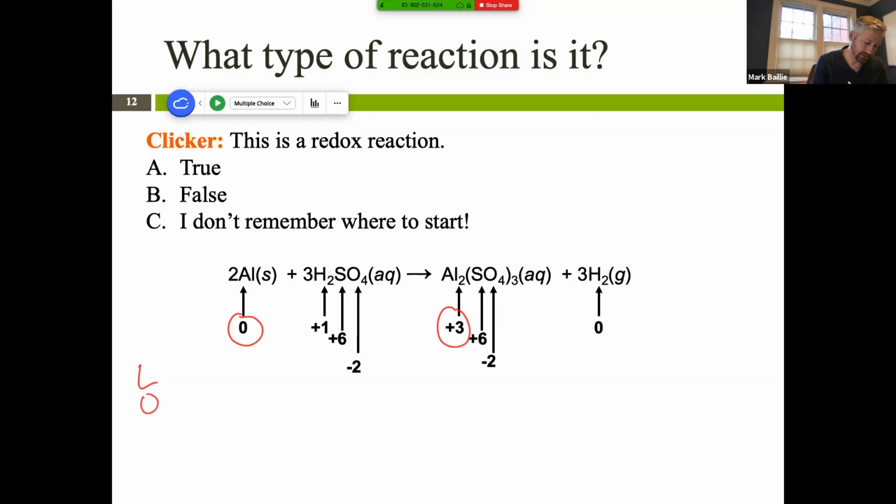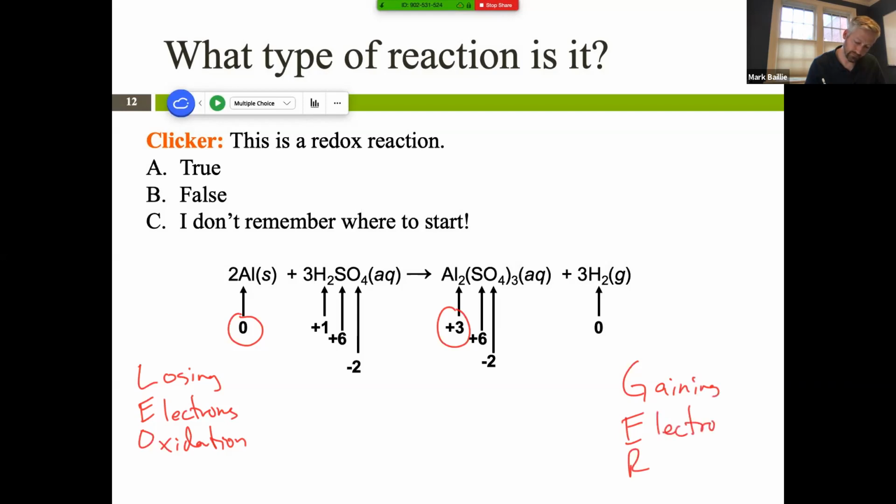So I always say Leo the lion goes GER. Losing electrons is oxidation, gaining electrons is reduction. So Leo the lion goes GER. If you have your own way of remembering that, that's fine.